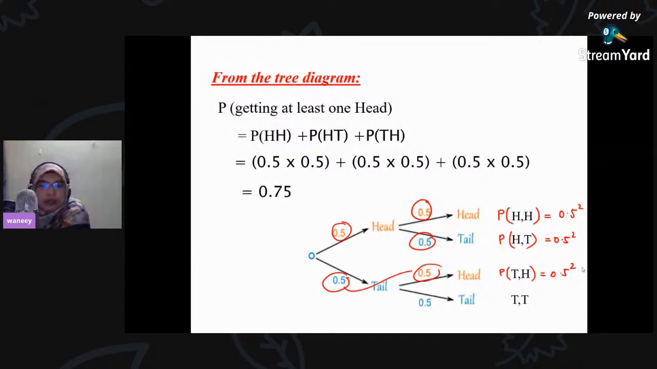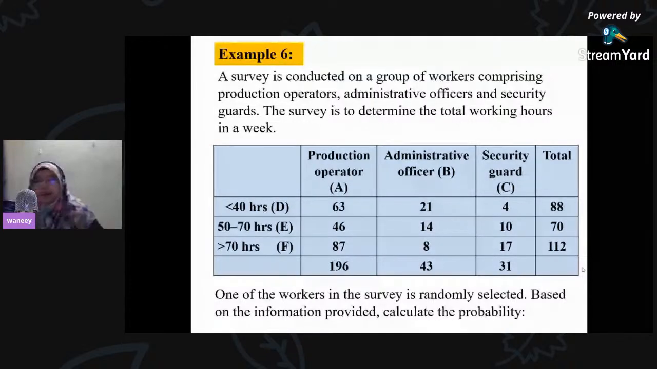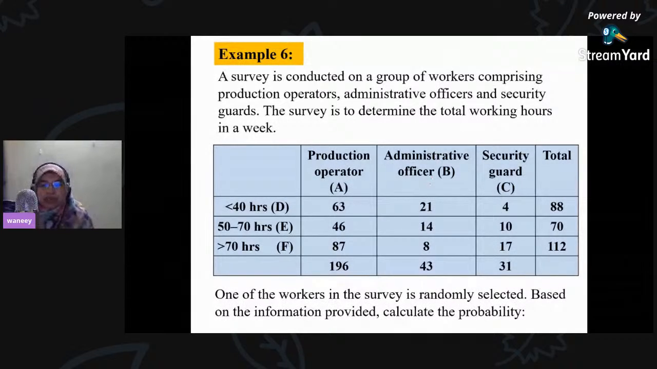Okay, next. A survey is conducted on a group of workers comprising production operators, administrative officers, and security guard. The survey is to determine the total working hours in a week. So we have production operator, administrative officer, security guard, and then this is for the hours. So either less than 40 hours in a week, or 50 to 70 hours in a week, or perhaps more than 70 hours in a week.